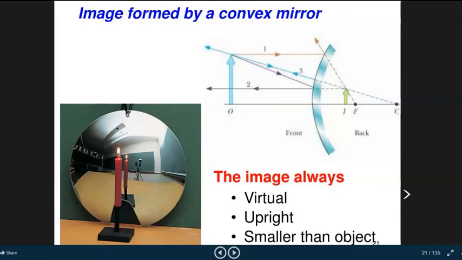Now, for today, this is all about it. Application of convex mirror will be discussed in next class. Here the image formed is always virtual by convex mirror. An image is upright and size of image is always smaller in comparison to object. That's all for today.